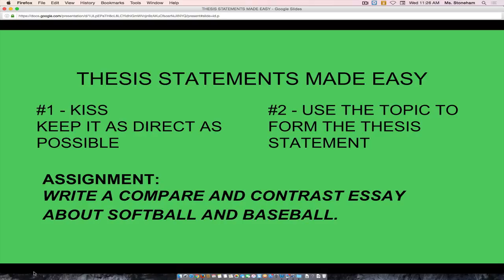I know you guys have written some essays. What does a topic sentence do? It tells what the paragraph is going to be about. That being said, what does a thesis statement do? It tells what the whole essay is going to be about. So it's broader, it's more encompassing, it's a bigger part.